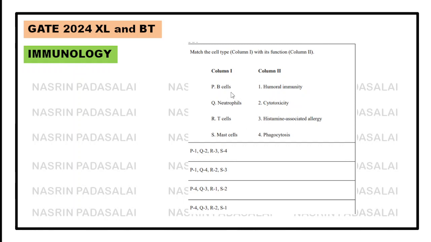Coming back to the question, B cells are involved in your humoral immunity. Neutrophils, you need to remember, are phagocytes, and T cells are involved in cytotoxicity. Your CD8 T cells, otherwise called cytotoxic T cells. And your mast cells are involved in histamine associated allergy. These mast cells have granules, and those granules are filled with histamine, and this histamine will be released at the time of allergy. That's the reason why you get itching, or you vomit due to food allergies. Mast cells are associated with histamine mediated allergy.